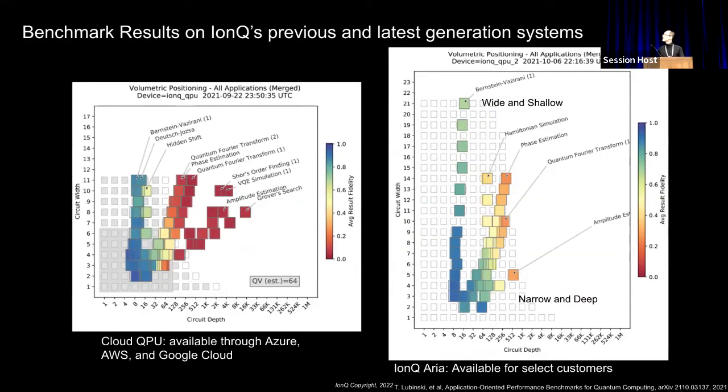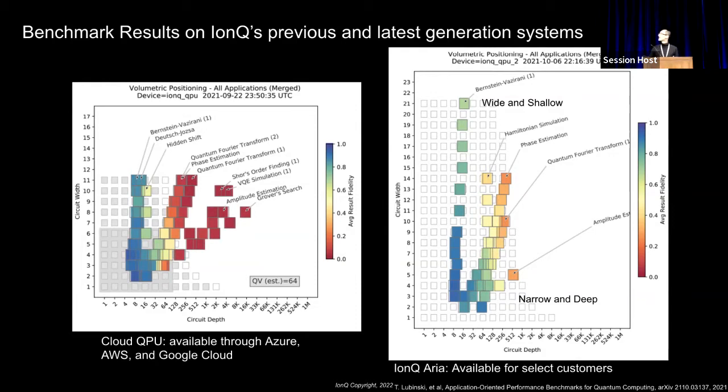So here I show the benchmark results on IonQ's previous and latest generation of quantum computers. On the left is the previous generation of quantum computers, which is available on all major cloud services like AWS, Google Cloud, and Azure. And on the right, this is a new result from IonQ Aria, our latest generation of systems.